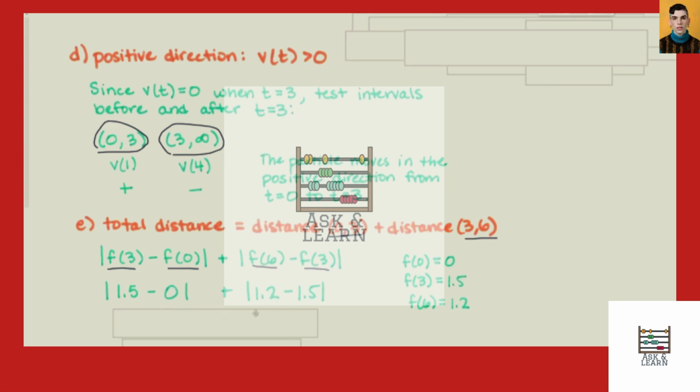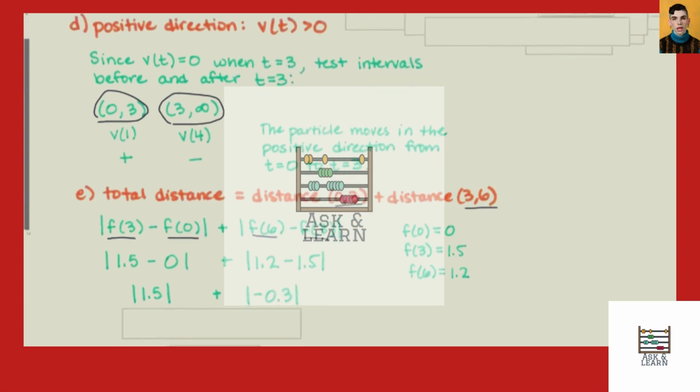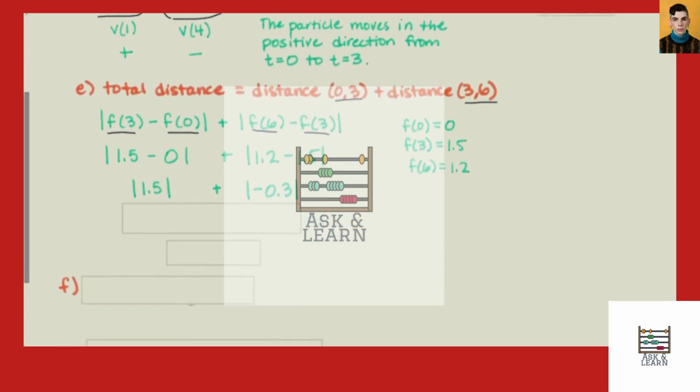So those numbers go in, so we have the absolute value of 1.5 minus 0 plus the absolute value of 1.2 minus 1.5. And that gives us the absolute value of 1.5 plus the absolute value of negative 0.3. And so we have 1.5 plus 0.3, so the distance traveled is 1.8 feet.